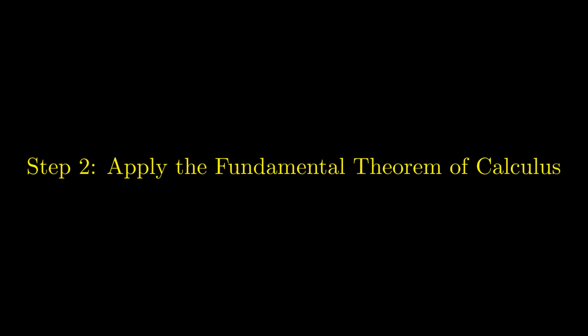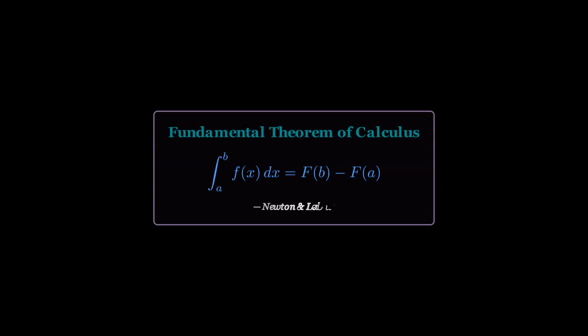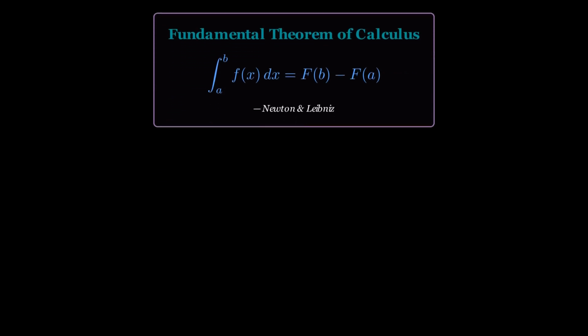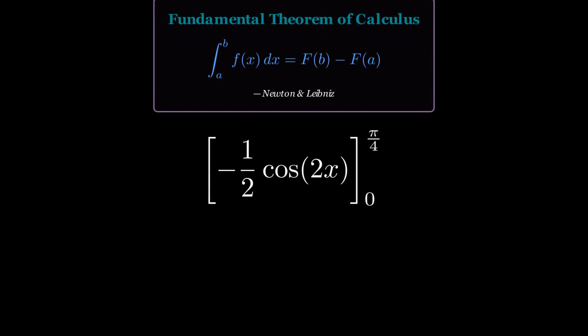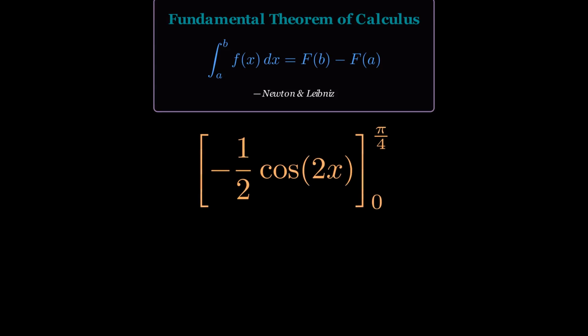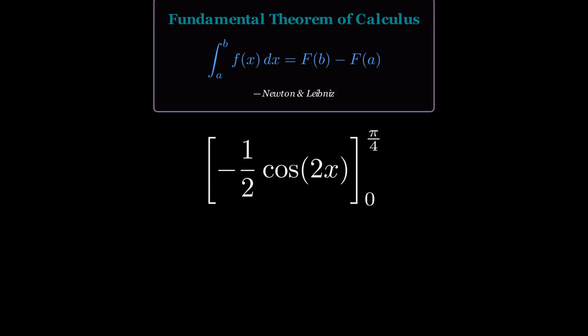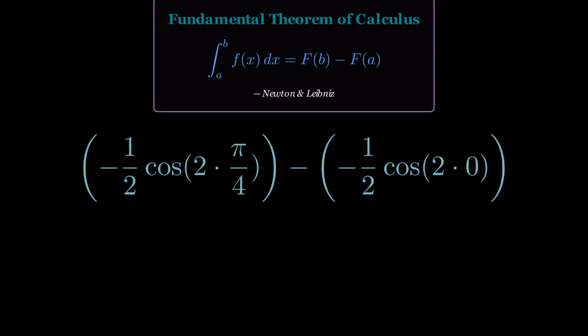Now we'll use the fundamental theorem of calculus to find the area. The theorem tells us the area is simply the antiderivative evaluated at the upper bound minus the antiderivative evaluated at the lower bound. So we take our antiderivative and prepare to evaluate it from 0 to pi over 4. We will now plug in pi over 4, then subtract the result of plugging in 0. This gives us the full expression.